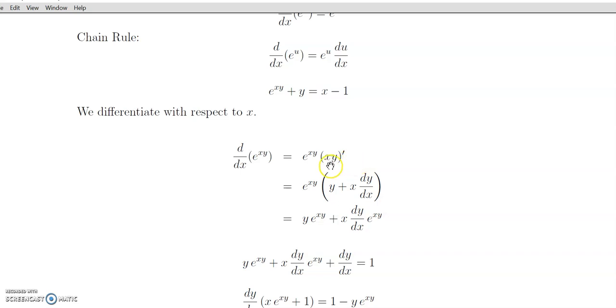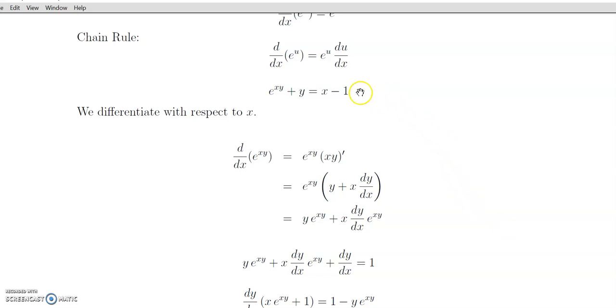And over here we apply the product rule. So we get e^(xy) times 1 times y plus x times the derivative of y with respect to x. So from here to here we applied the product rule when we took the derivative of xy. So now we multiply by e^(xy), we get y times e^(xy) plus x times the derivative of y with respect to x times e^(xy).